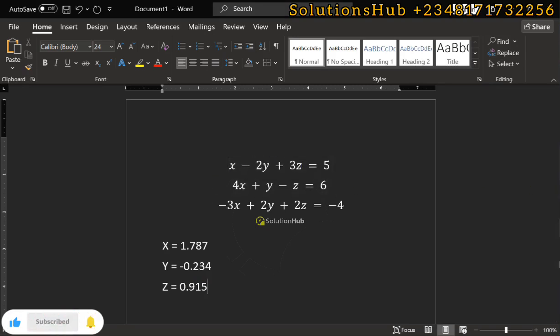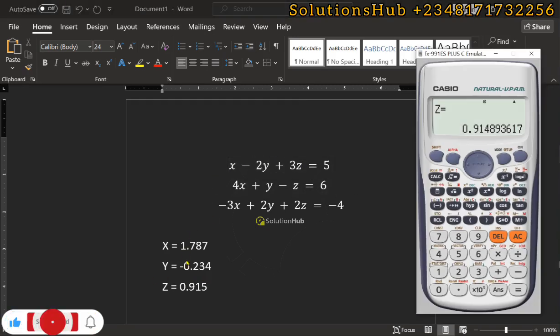So before we leave, let us check if it's going to satisfy any of the equations. So we click on AC, and then to leave the equation mode, we click on mode, and then we select 1. So we are going to use the values of our variables on equation 1. So equation 1 is x. So we have 1.787. Remember, these are approximate values to 3 decimal places, right?